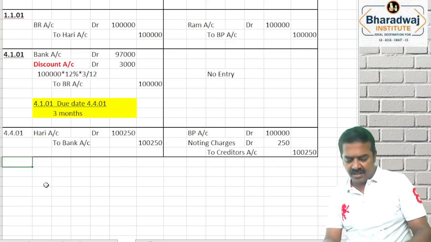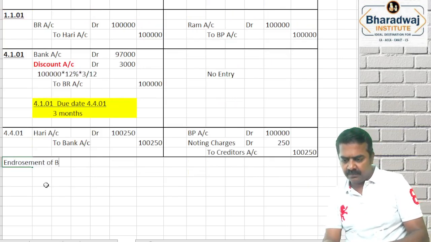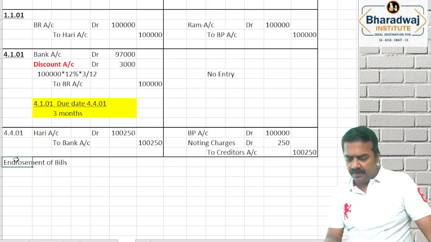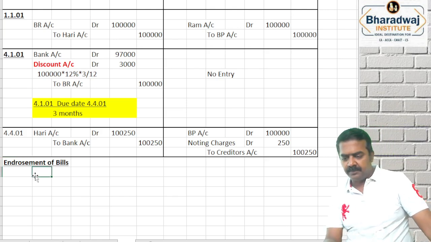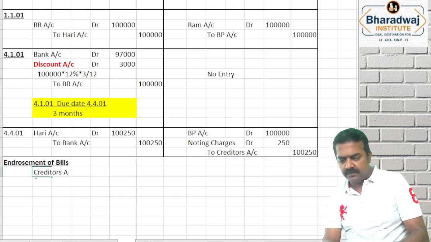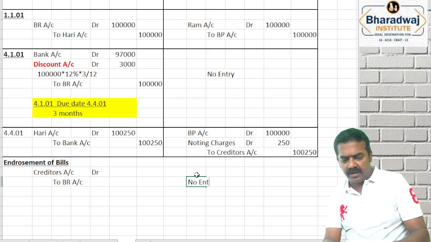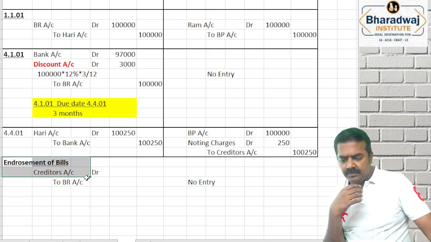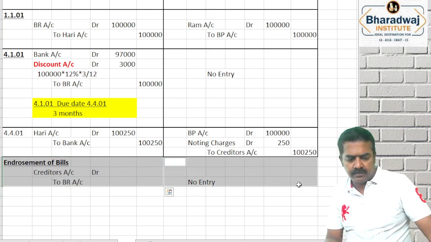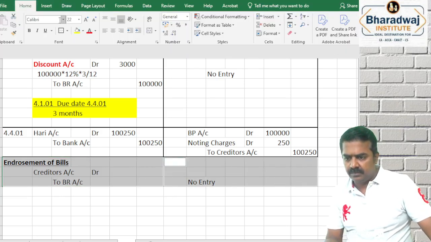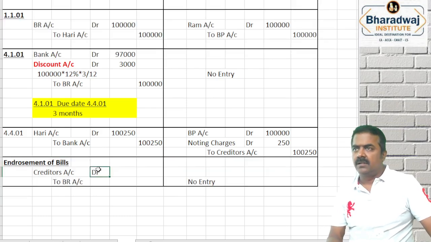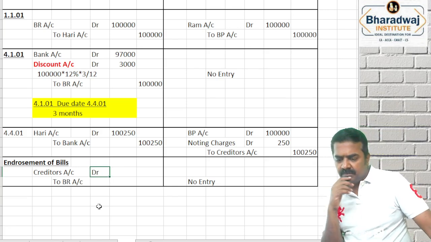Endorsement of bill means transferring the bill to the creditor. What entry will we pass? Creditors account debtor to bills receivable. Second party book, no entry. Creditors account debtor to which account? Bills receivable account.